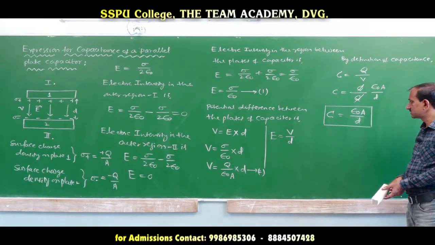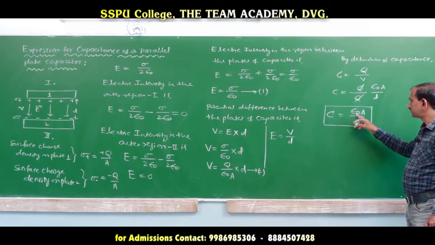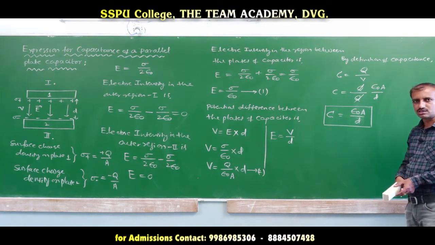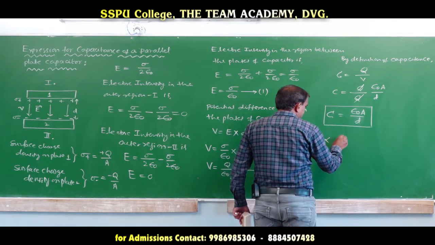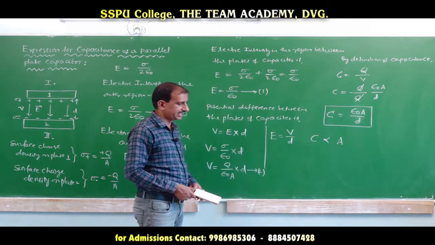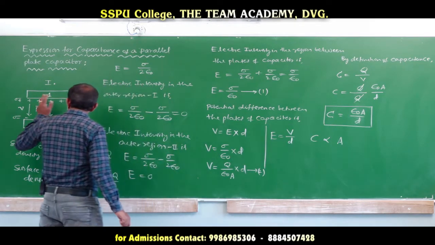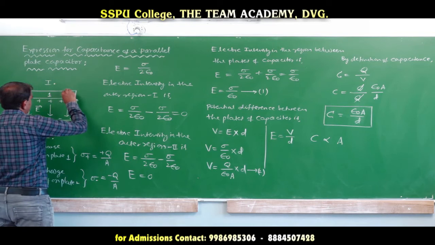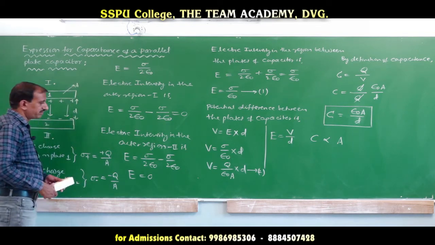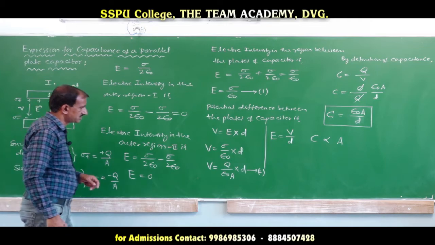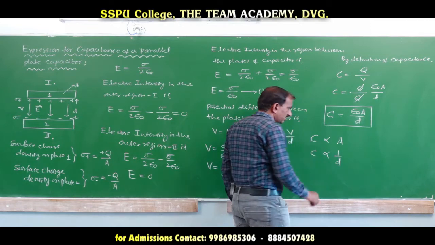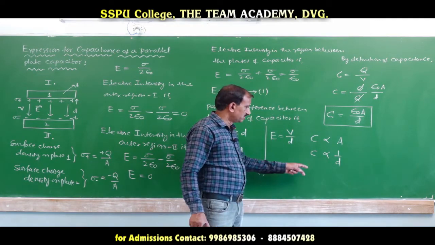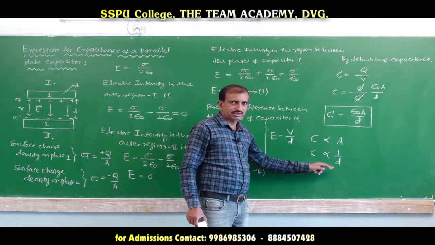So, what is the capacitance? C is equal to epsilon naught into A by D. This is the expression for the capacitance of a parallel plate capacitor. The capacitance of a parallel plate capacitor depends on the area of the plates. This is the area of each plate. When the area of the plates increases, the capacitance increases. Similarly, capacitance depends on the distance between the two plates of the capacitor. As the distance increases, the capacitance decreases.